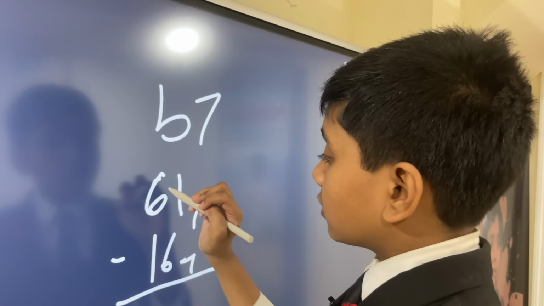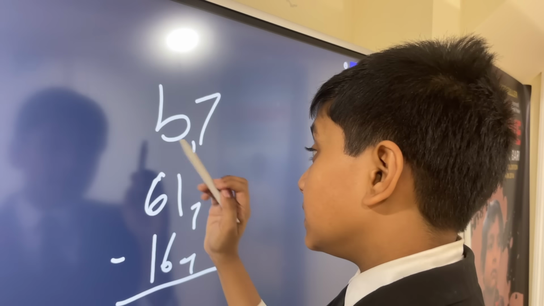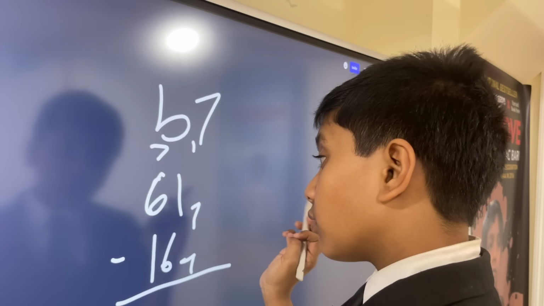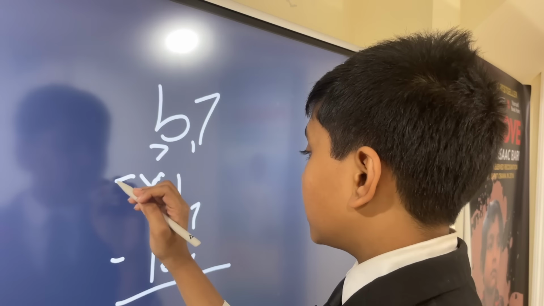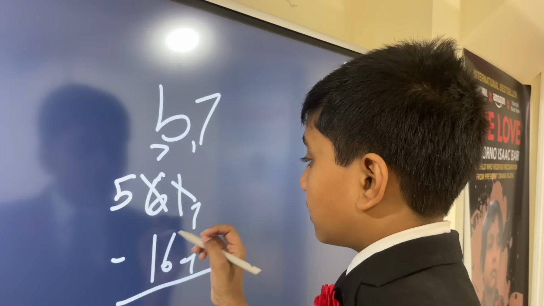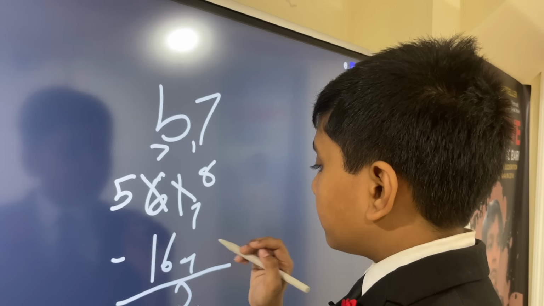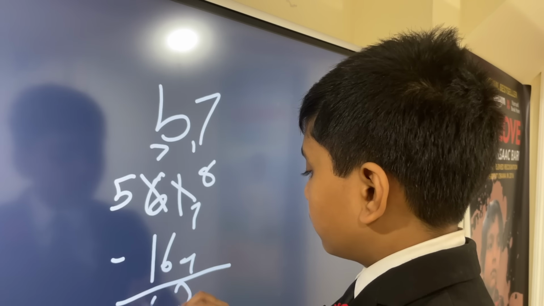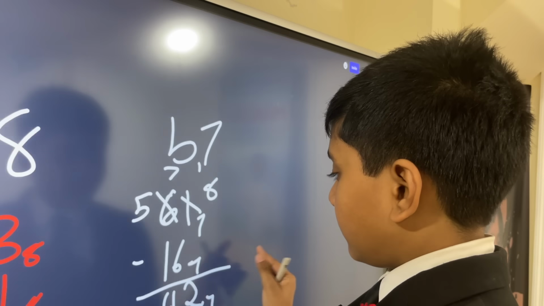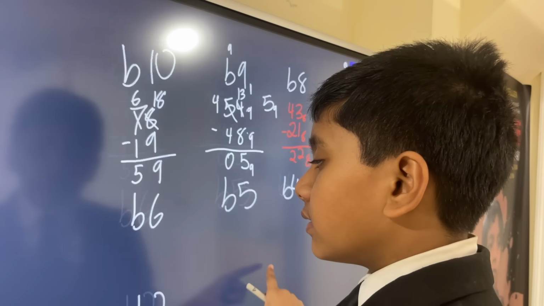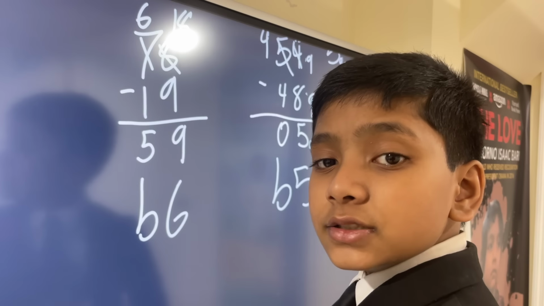So here, this is the 1's place and this is the 7's place. So what we're going to do is we're going to borrow a 7, and this is going to be 1 plus 7 is 8. 8 minus 6 is 2. 5 minus 1 is equal to 4. 42 base 7.